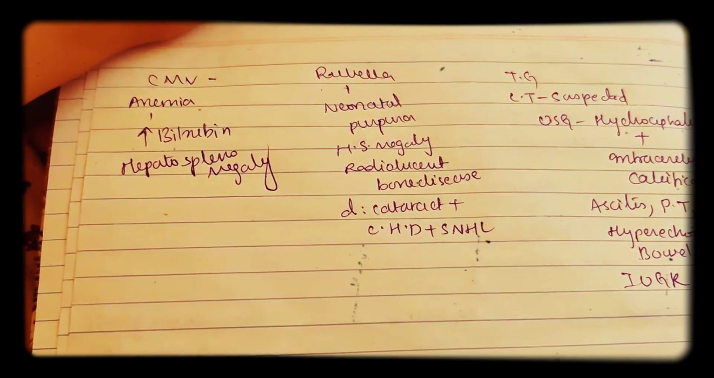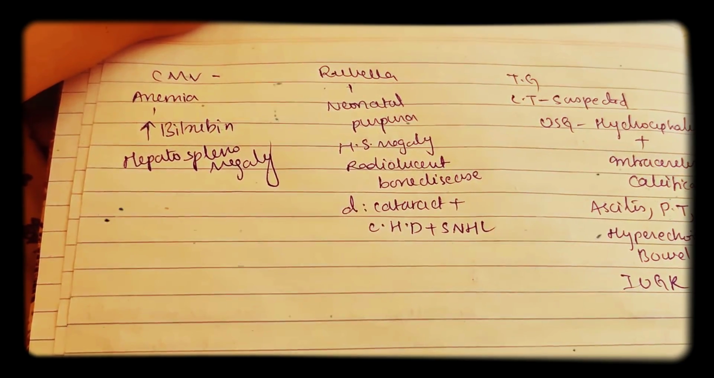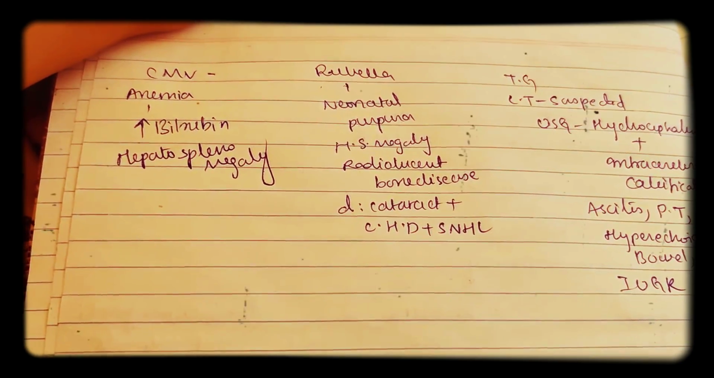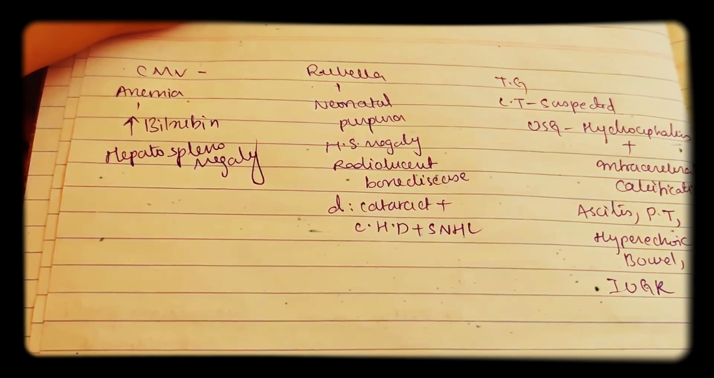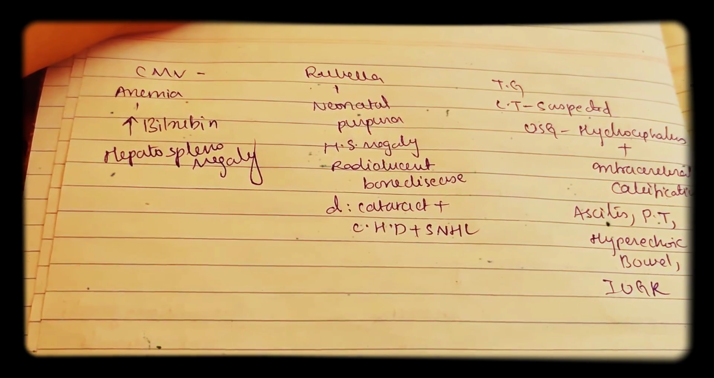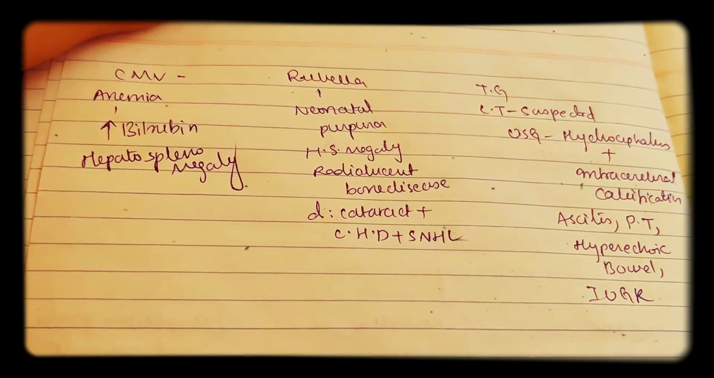So by this we have completed the differentiation between cytomegalovirus, rubella, and also Toxoplasma. Okay, so next we'll start with diagnosis of infections and management of rubella and Toxoplasma, and also parvovirus B19 infection in the next video.